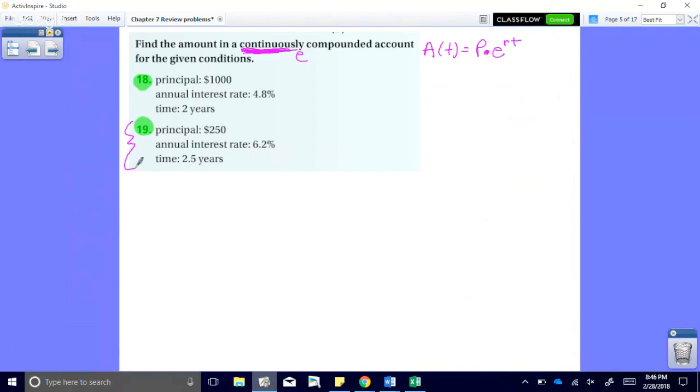So I will look at number 19. So P is the principal. So I'm going to go ahead and say, okay, well, instead of P, I'm going to put 250. E is a number. Okay, so I'm going to go ahead and put E. R is the rate. So we have 6.2, but we use the rate as a decimal. So if I move the decimal 2 places, that is 0.062. Then the time in years is 2.5. So I'm going to go ahead and multiply RT.